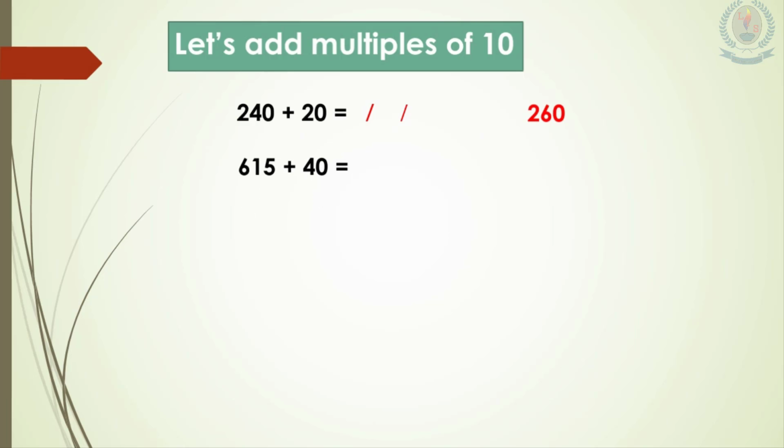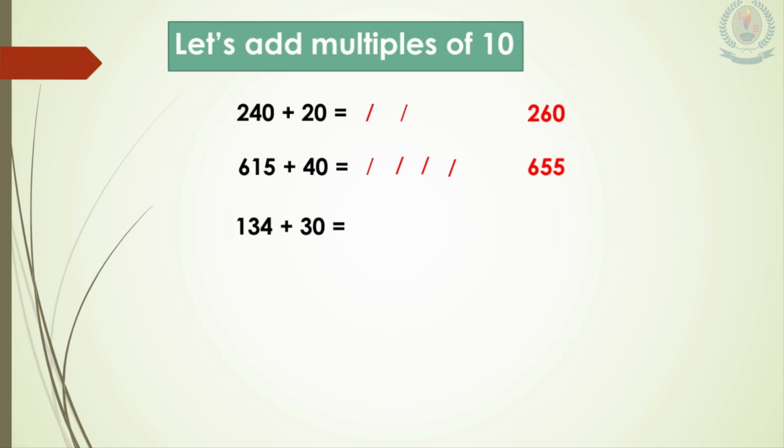Next one. 615 plus 40. Instead of 40, let's take 4 fingers. We are counting on in tens. We have to count on 4 times forward. 615, 625, 635, 645, 655. The answer is 655.